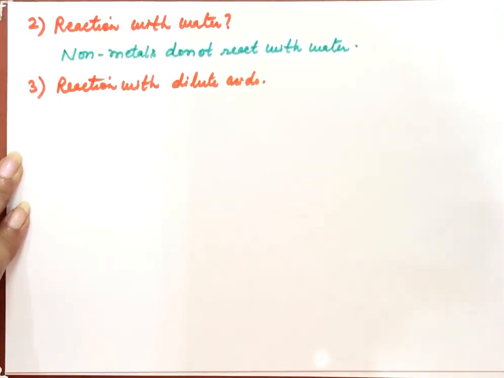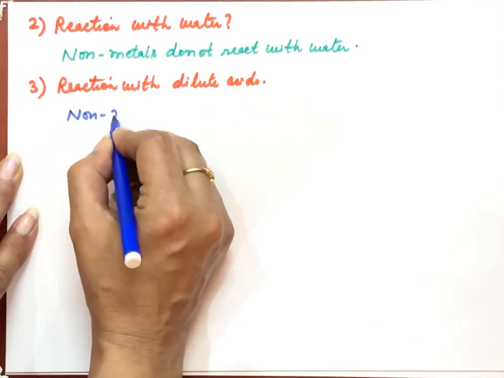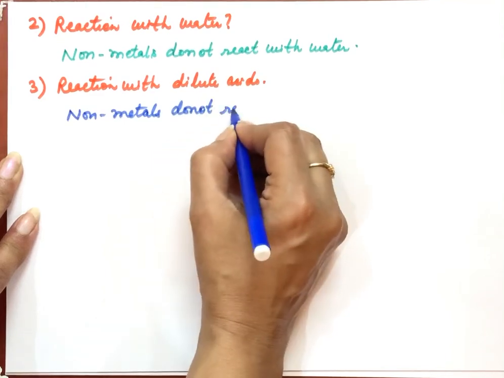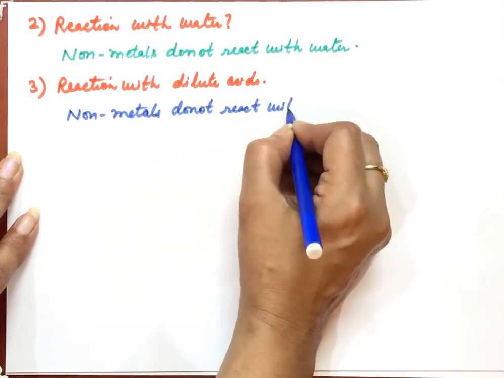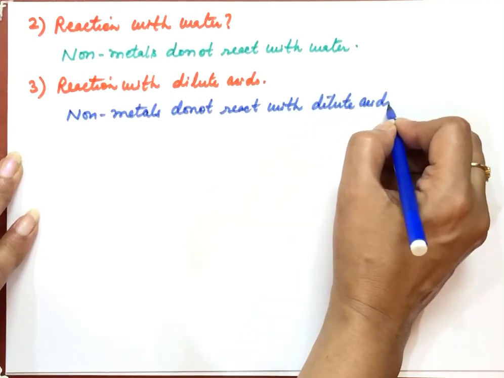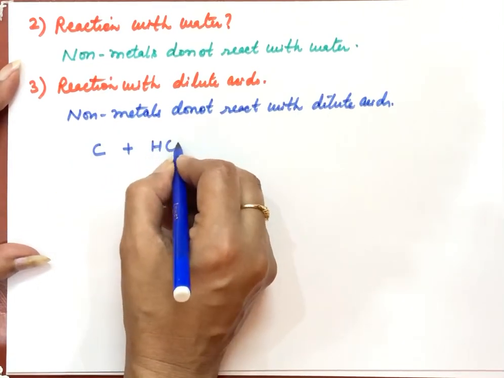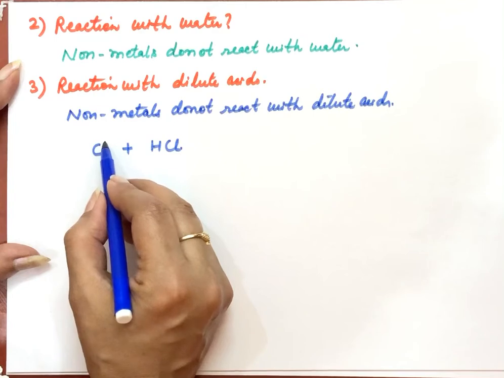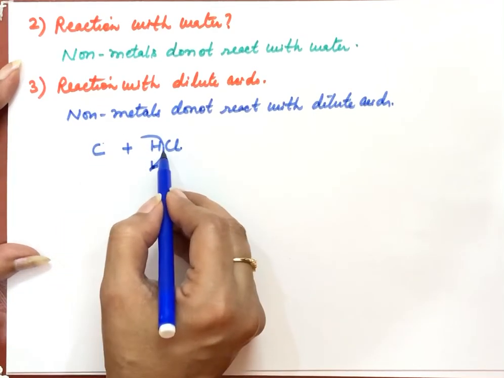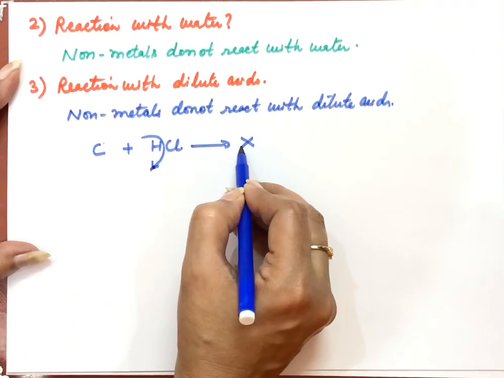Why do they not react with the dilute acids? The reason here is that nonmetals do not react with dilute acids. See here, if we take a nonmetal like carbon and add an acid like HCl, for the reaction to take place, this nonmetal has to displace this hydrogen from here. But nonmetals do not displace hydrogen from dilute acids. That is why this reaction will not take place.